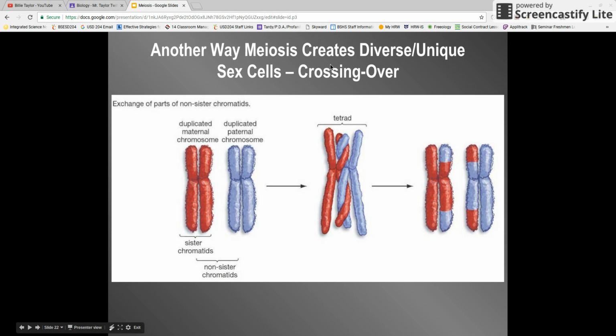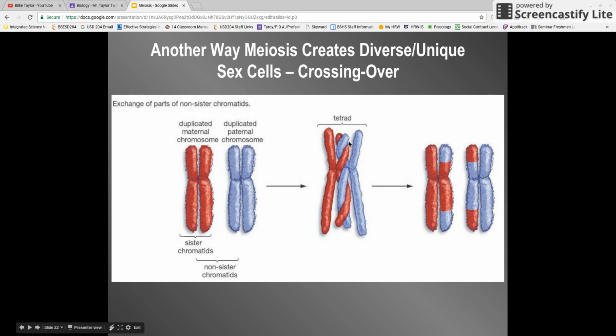Another way that meiosis creates diverse or unique sex cells is through crossing over. Now, again, crossing over is an exchange of parts of non-sister chromatids. The duplicated chromosomes, they kind of line up really close to each other, and right here, when the 2 chromosomes start to combine a little bit, they get really close, they start getting all snuggled up. We call that a tetrad. And when it's in that tetrad form, the parts kind of swap places.